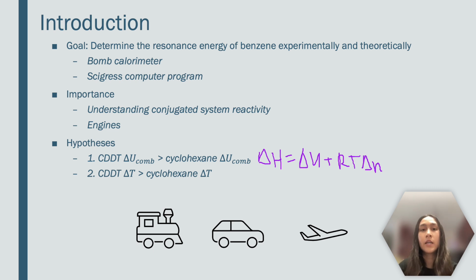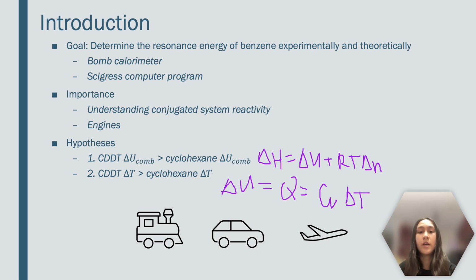The second hypothesis is that the temperature change for CDDT will be greater than that of cyclohexane. In this experiment, which is run at constant volume, the change of internal energy of combustion is equal to heat. So delta U is equal to Q, which equals heat capacity times the change in temperature. Since the heat capacity is a constant, the change in temperature is what's guiding the heat. And because it is hypothesized that the change in internal energy is greater for CDDT, it is also predicted that the temperature change for CDDT is larger.